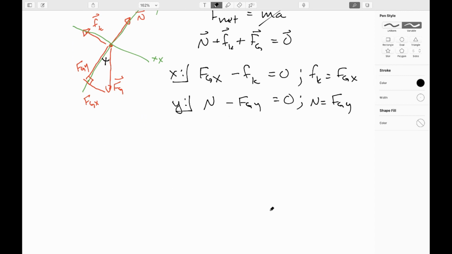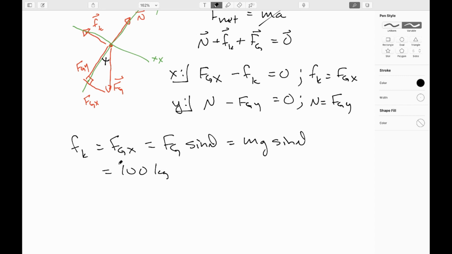So to get Fg, let's do Fk first. That'll be Fgx. Well, the x component, that's the opposite. So that's going to be equal to Fg sine theta, and so it'll be mg sine theta. So it'll be 100 kilograms times 9.8 newtons per kilogram. Cancel, cancel. Sine of 37 degrees.